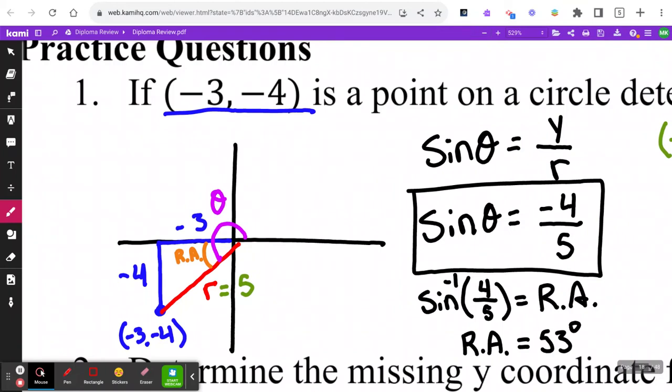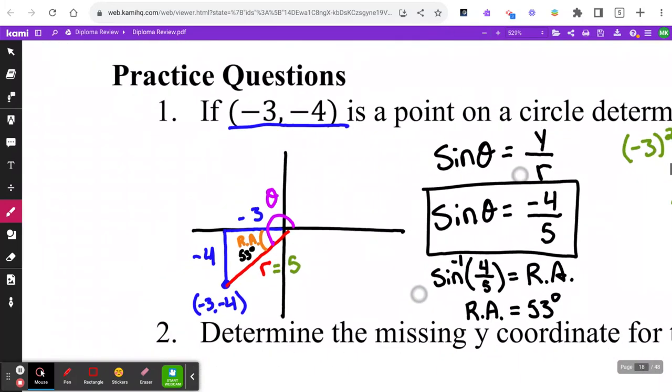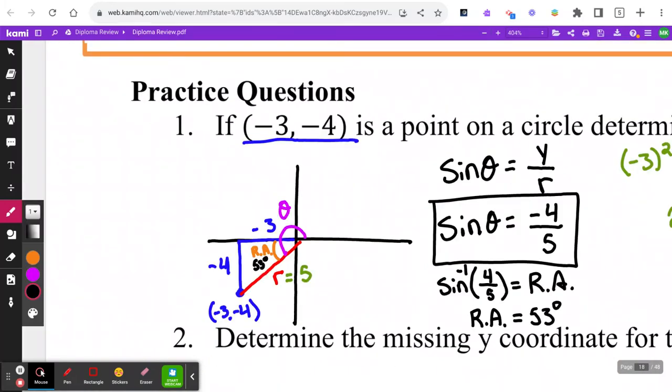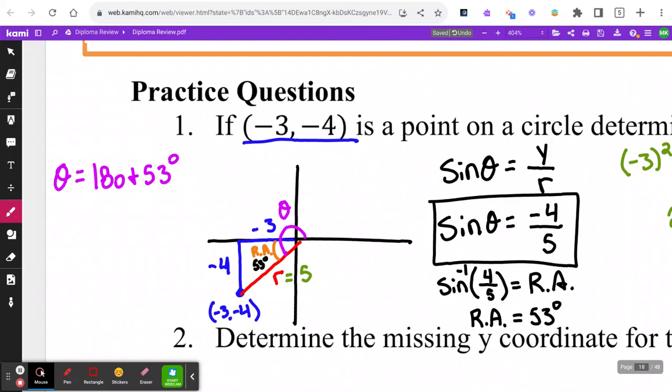So this portion is 53 degrees. So theta would be 180 plus that 53. That would be 233.